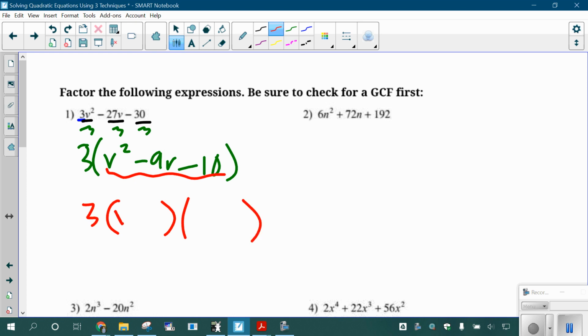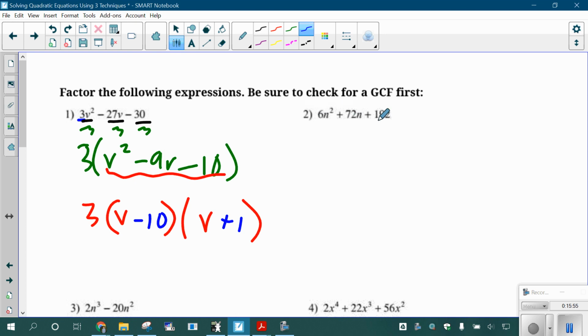With that inside part, it multiplies to negative 10 and adds to negative 9. Negative 10 and positive 1. Okay? Notice it didn't actually ask us to solve an equation. This wasn't an equation. It wasn't equal to 0. It's just asking us to factor. So make sure you keep in mind the difference between solving an equation, which is when you have an equal sign, and you actually figure out the answers. So there'd be another step here. And when it's just asking you to factor, there's no equal to 0, we just stop right here. Okay. Let's just do one more of those together.